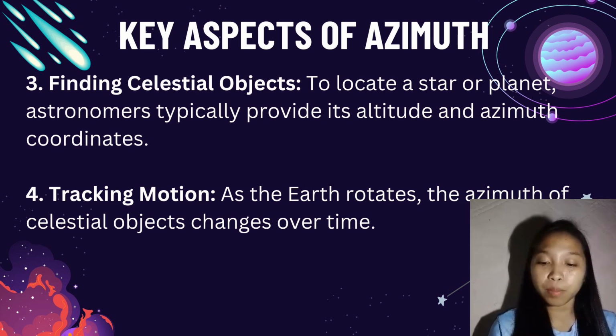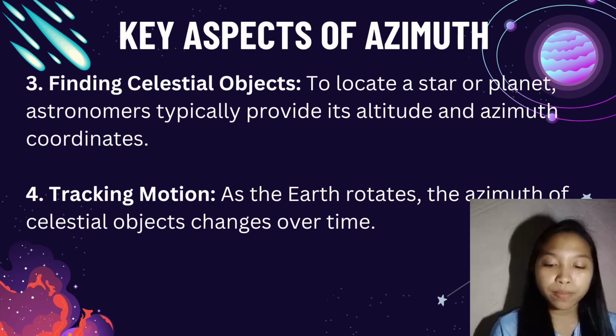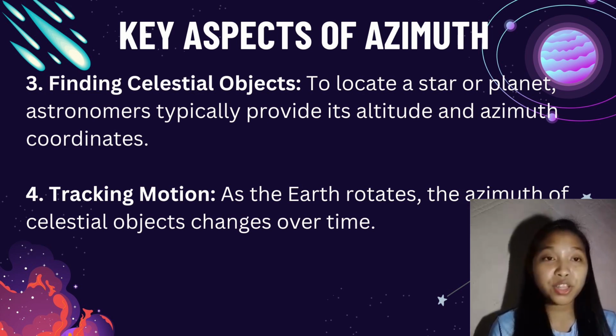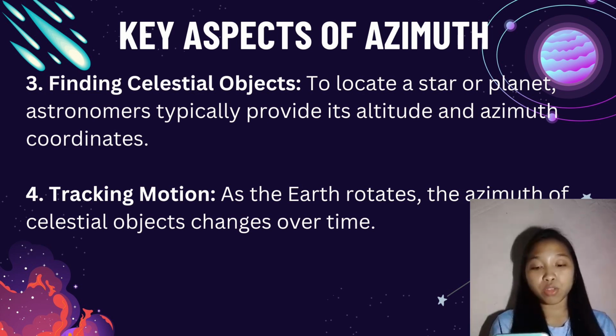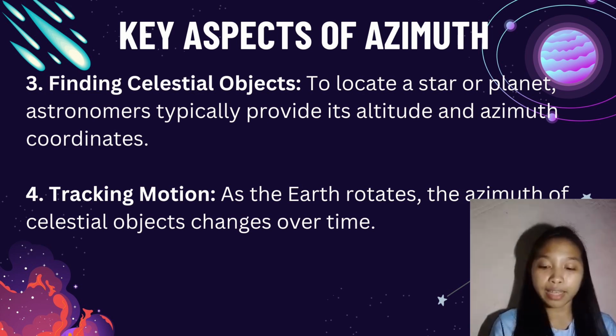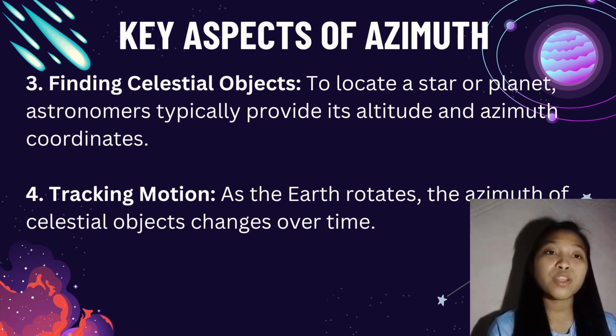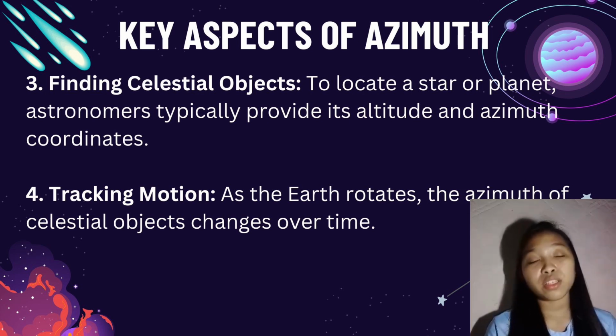The fourth key aspect is tracking motion. As the Earth rotates, the azimuth of celestial objects changes over time. This motion is important for tracking the movement of the stars, planets, and satellites across the sky, allowing astronomers to make observations at specific times.